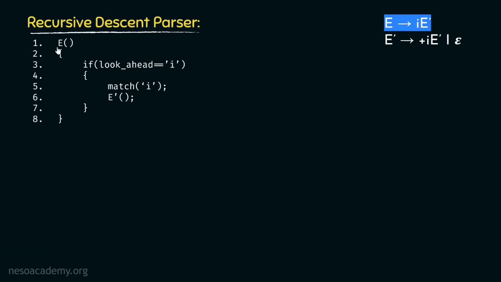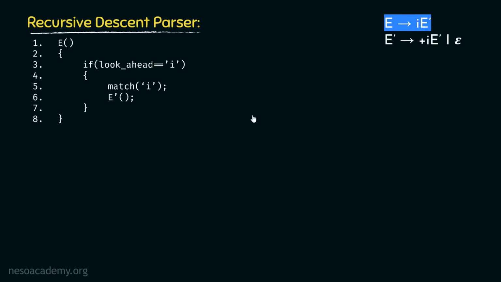As you can see, this is the procedure of E, and within the definition of E, we have this if statement which has a variable lookahead which is matching with I. Now lookahead is actually a variable which will be keeping track of the input stream. Within this if block, we have another function called match which has the argument I. This procedure actually mirrors this I in this production rule. After this procedure match, we are calling another procedure that is E dash, which basically mirrors the implementation of E dash in this production rule.